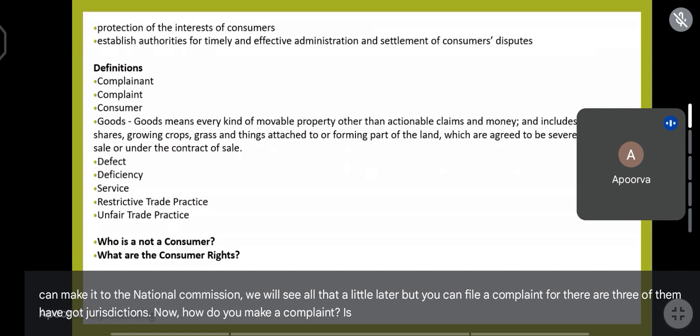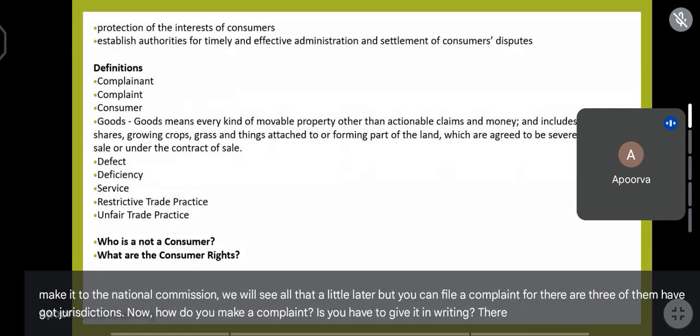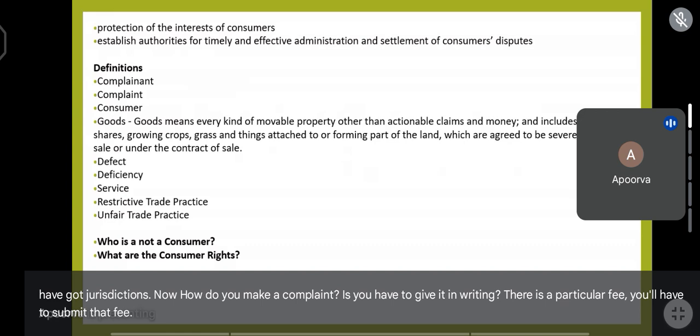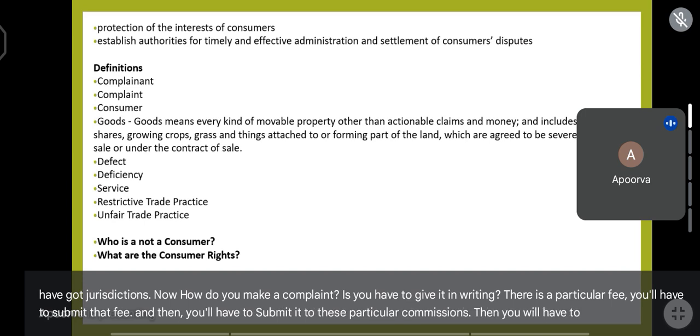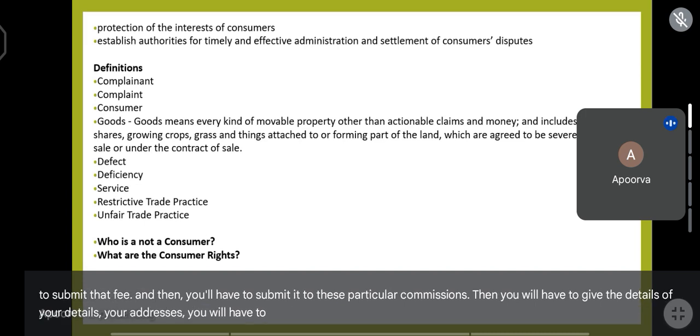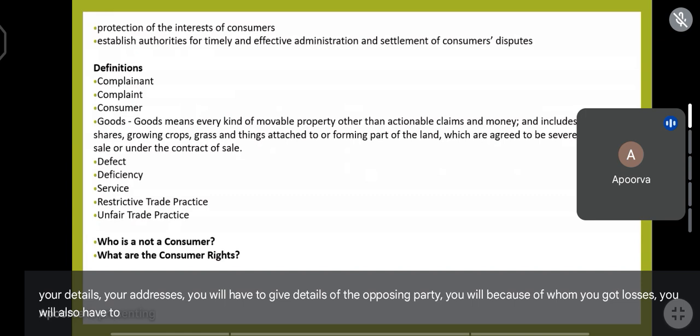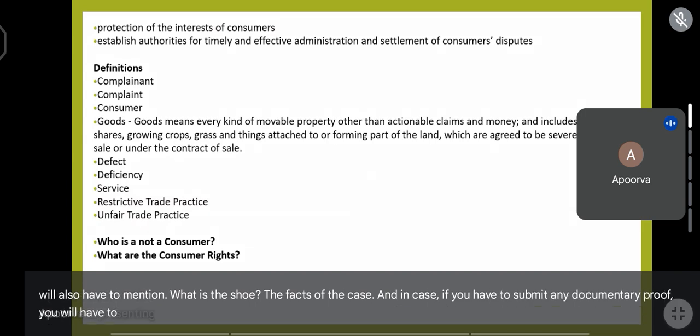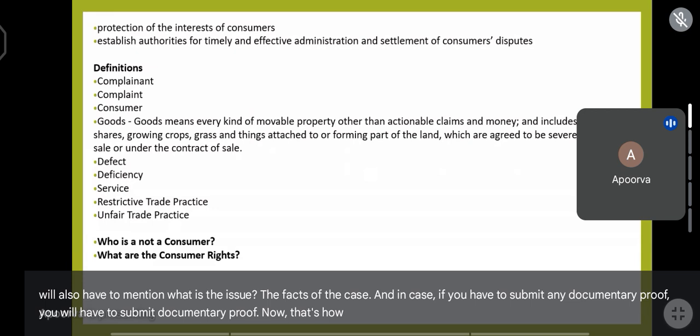There is a particular fee. You'll have to submit that fee, and then submit the complaint to these particular commissions. Then you will have to give your details, your address. You will have to give details of the opposing party, because of whom you got losses. You will also have to mention the issue, the facts of the case, and if you have any documentary proof, you will have to submit it. Now, that's how you make a complaint.